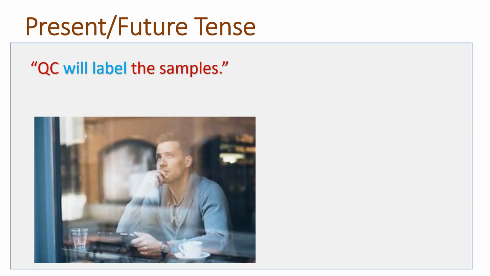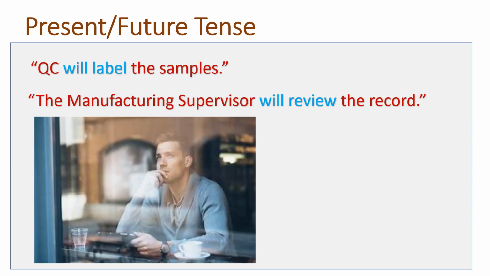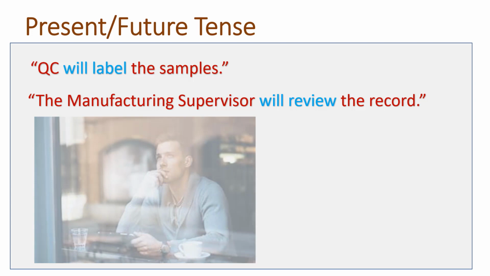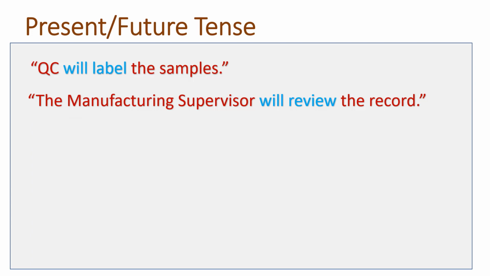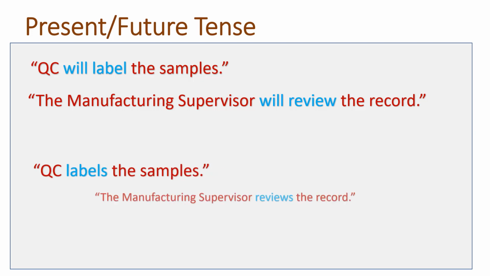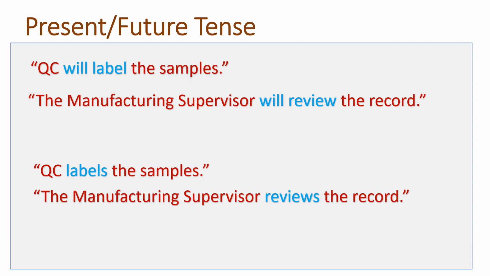QC will label the samples. The manufacturing supervisor will review the record. But when the procedure is being followed, it's not happening in the future, it's happening now. So it should be written in the present tense. QC labels the samples. The manufacturing supervisor reviews the record.